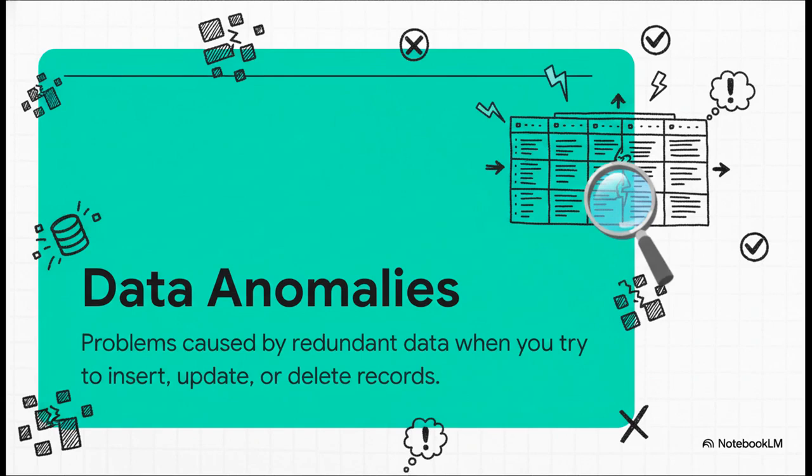These hidden dangers have a name. They're called data anomalies. And make no mistake, these are the absolute villains of our story. They're these weird glitches and errors that creep into your data, and they happen for one reason. You're storing the same piece of information over and over again. And that turns simple tasks like adding or deleting something into a total gamble.